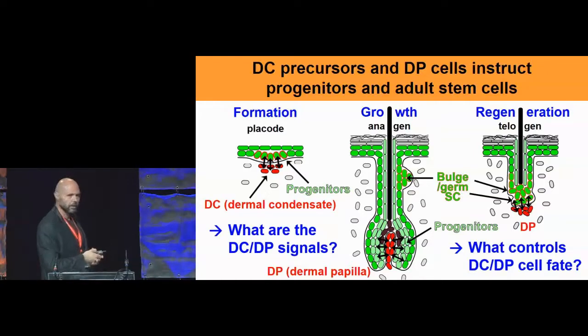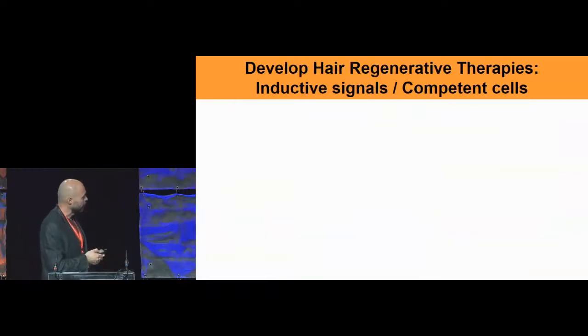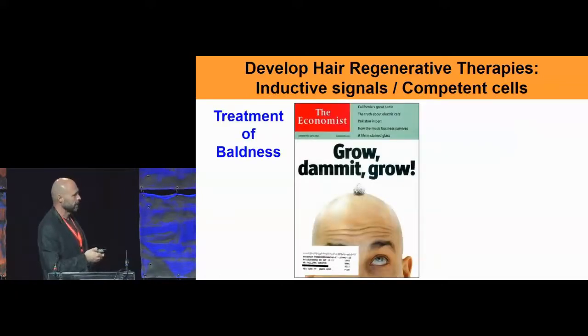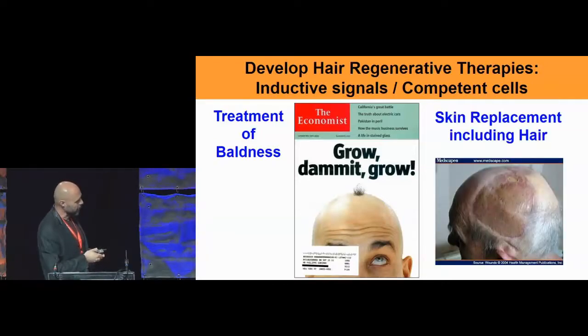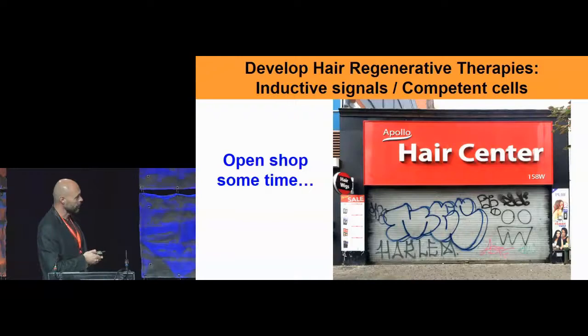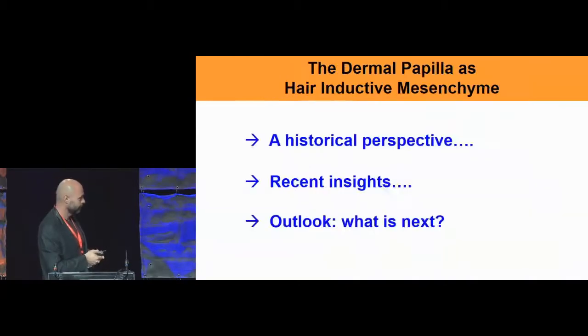It also has practical implications for translational purposes, because if we would understand these inductive signals, or would be able to propagate hair inductive cells, competent cells that can induce hair follicles, we could possibly treat baldness, like here on this cover of The Economist, or perform better skin replacements, including hair grafts, like here in this transplant on the scalp. And so if we would figure this out, we could possibly open shop sometime, like for instance this hair center here in Harlem, in Manhattan, close to where I live, that seems to be permanently closed.